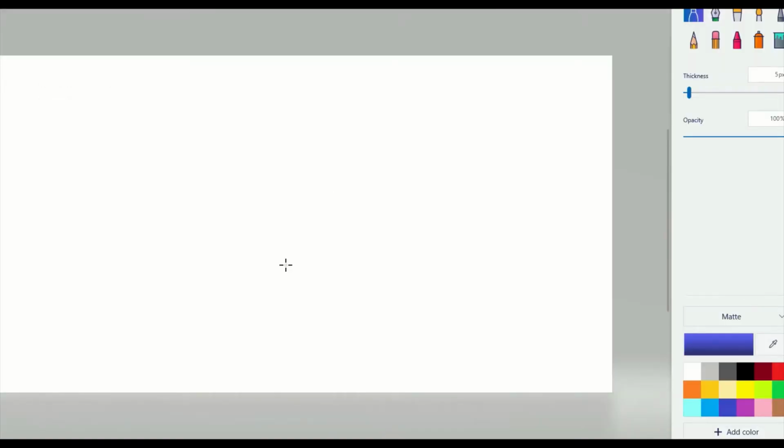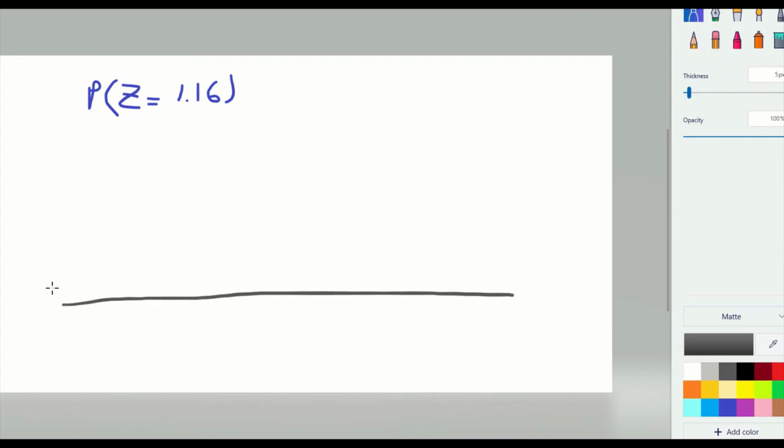So maybe the easiest thing to do now is to do some examples of how you would be using the Z table. In this video, I will not use the calculation. This is just about the Z directly. So let's suppose you are interested in calculating the probability of Z less than or equal to 1.16, for example.